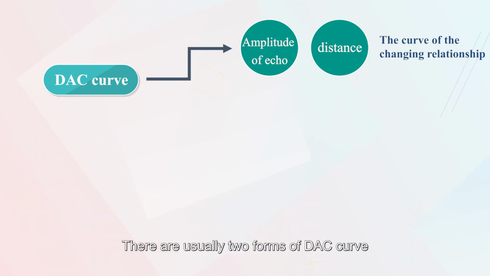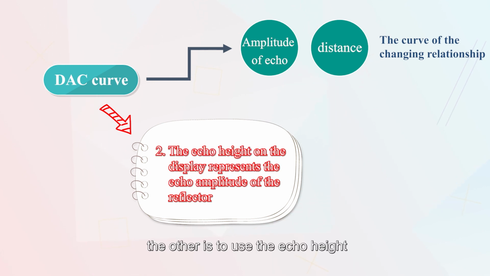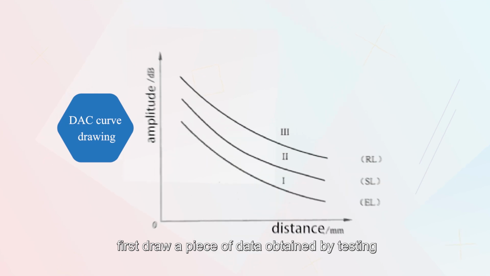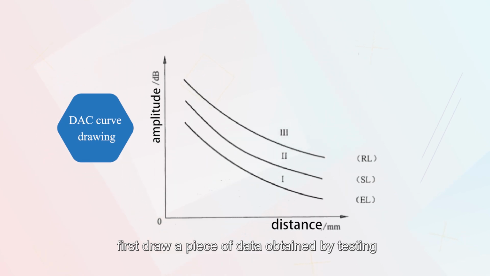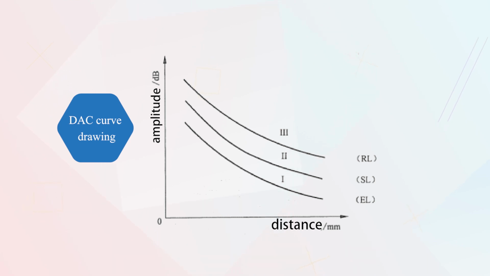There are usually two forms of DAC curve. One is to use attenuator reading to represent the echo amplitude of the reflector. The other is to use the echo height on the instrument display to represent the echo amplitude of the reflector. When drawing, first draw a piece of data obtained by testing and then move up and down according to the relevant standards to get the final three curves.